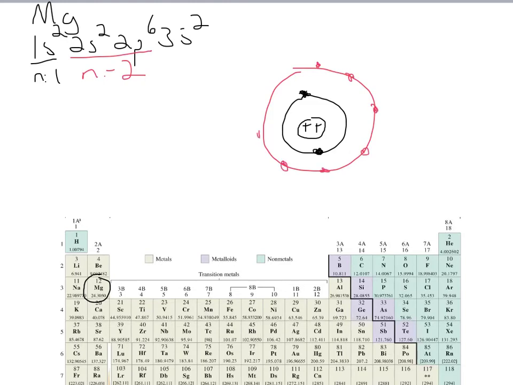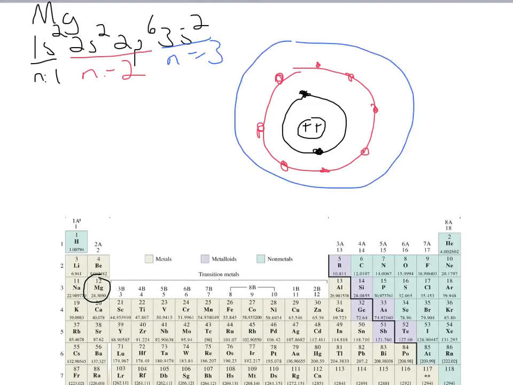I know these drawings aren't perfect, but at least you can see what's going on. Then we go to our n equals 3, where we have 2 electrons. For sodium, we only had 1 out there. So we're going to draw 1 here, and we'll draw 1 over here.